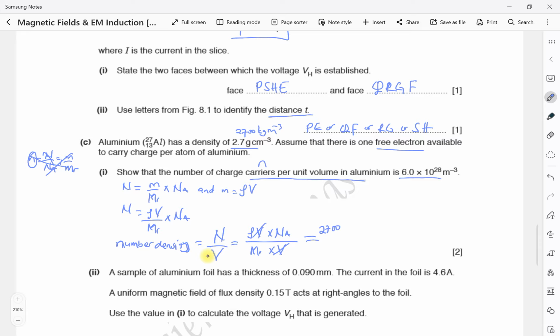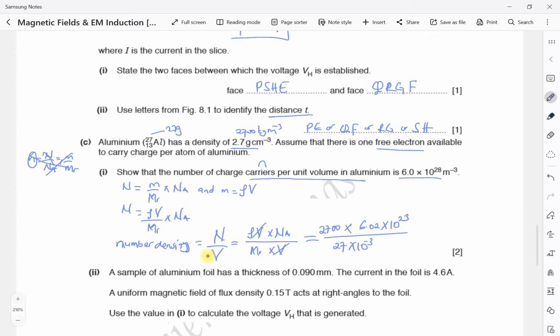So it is 2,700 times Avogadro's number, which is 6.02 times 10 to the power of 23, divided by the molar mass, which is 27 grams. The molar mass is 27 times 10 to the power of minus 3 to change it to kilograms.